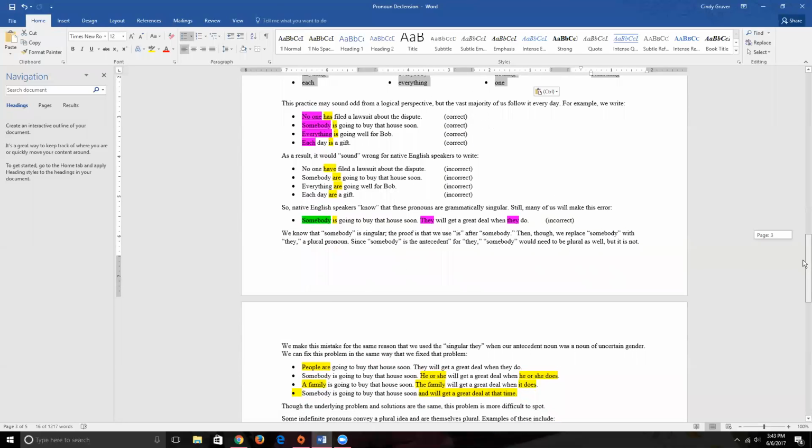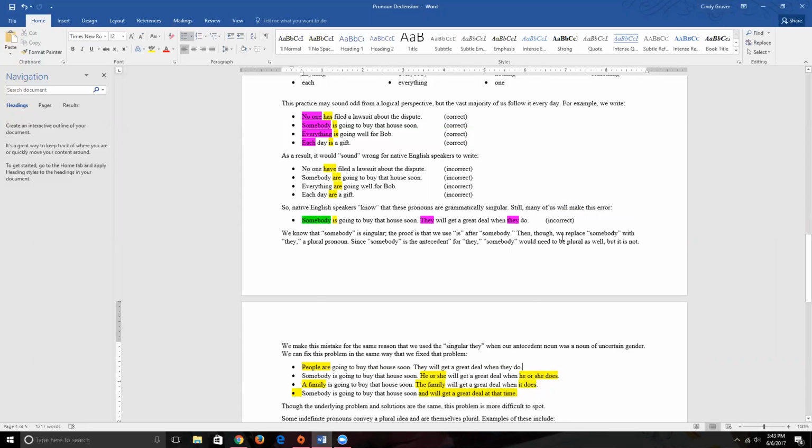That's not going to work. Okay, so let's look at some strategies. And again, this is that singular they problem, when our antecedent is singular, but we're tempted to use they to replace it. So here are some strategies we can use with this sentence to make it a good sentence.